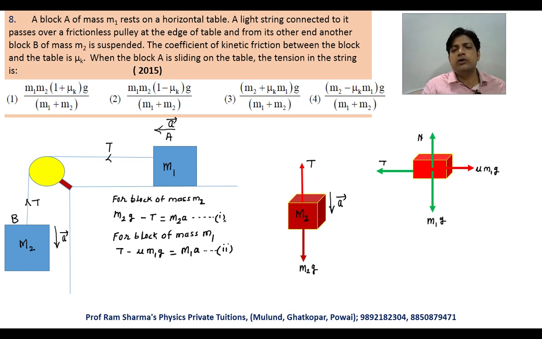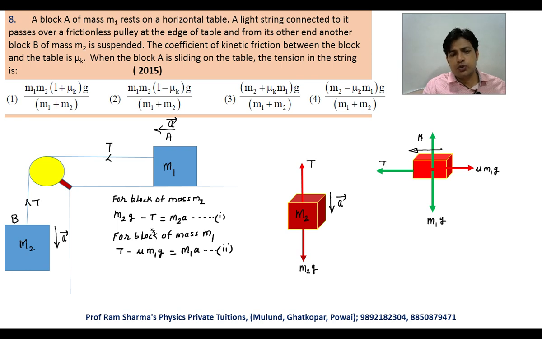If you talk about M1, M1 is accelerated towards the left. This is the direction of acceleration. So T is greater than mu M1G. Mu M1G is the force of friction, right? So the equation becomes T minus mu M1G equal to M1A. And then if you solve these two equations, you can very easily find out the value of mu K.